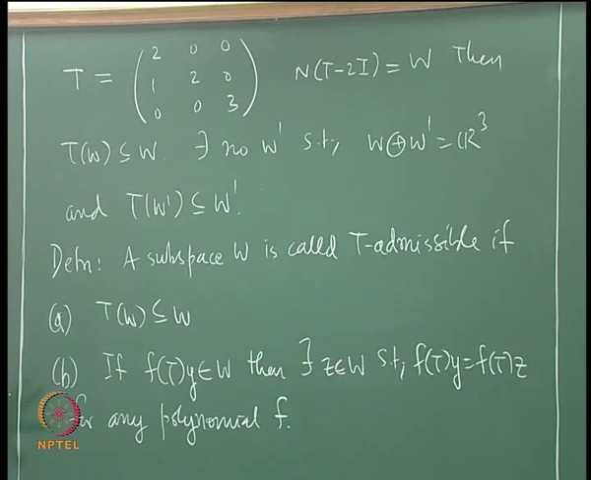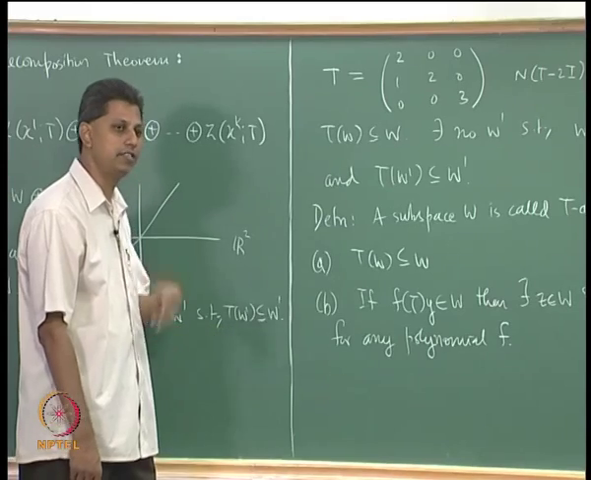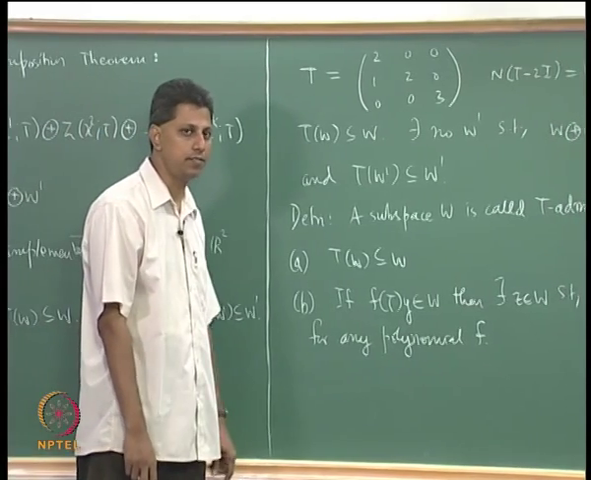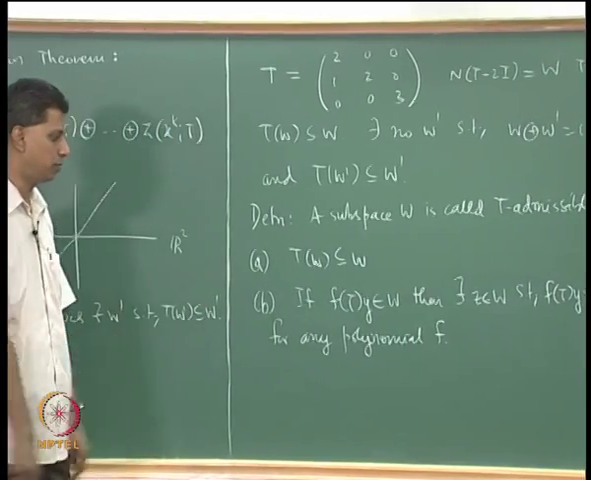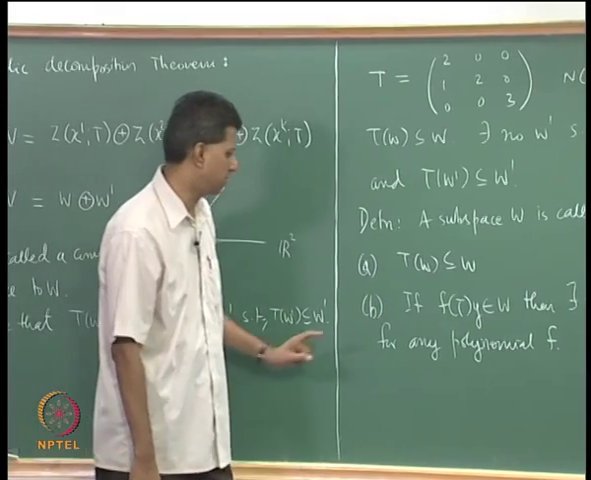Where does this come from? The question is, how is this related to the notion that we discussed just now? How is this related to seeking a subspace W prime which is also invariant under T, given that there is a subspace W which is invariant under T, with the assumption that W plus W prime is the whole space? W, W prime gives a direct sum decomposition. Where does that come from?